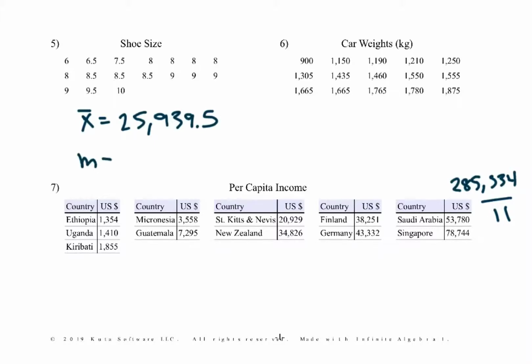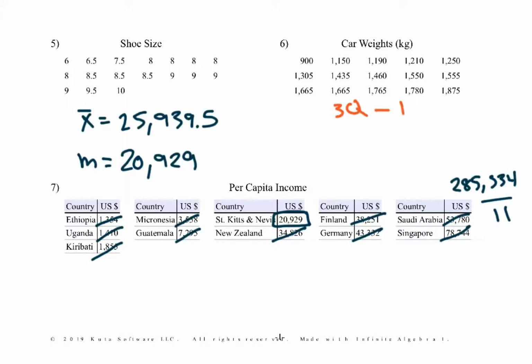Okay, then median, we treat it just the same way we do the other one. So we take away a lower and a higher, and a lower and a higher, lower, higher, and we end up with our median of 20,929.